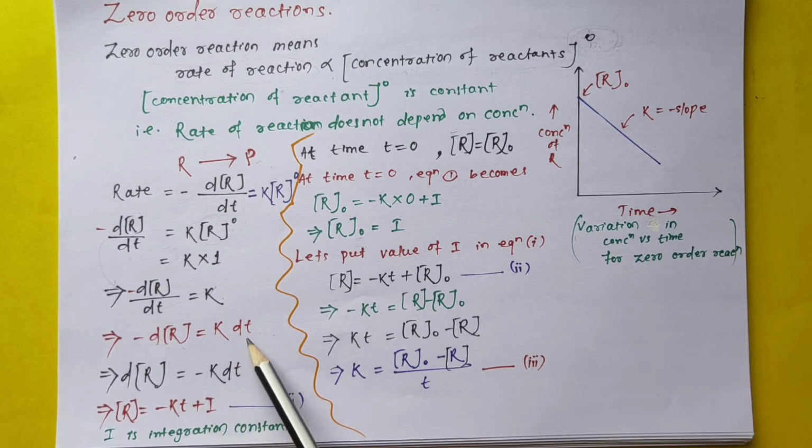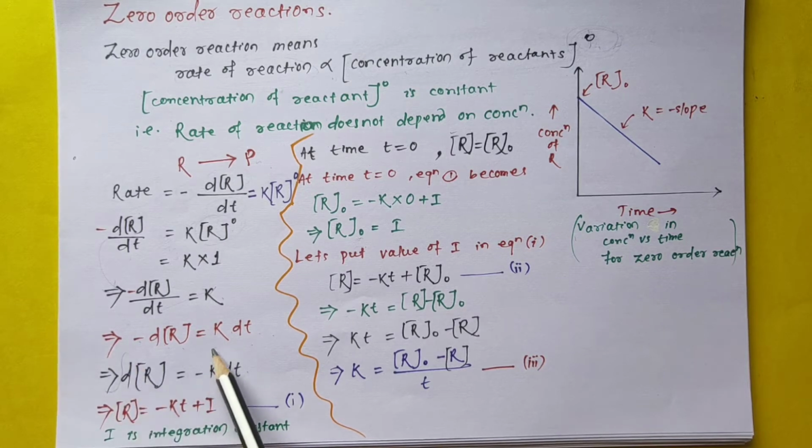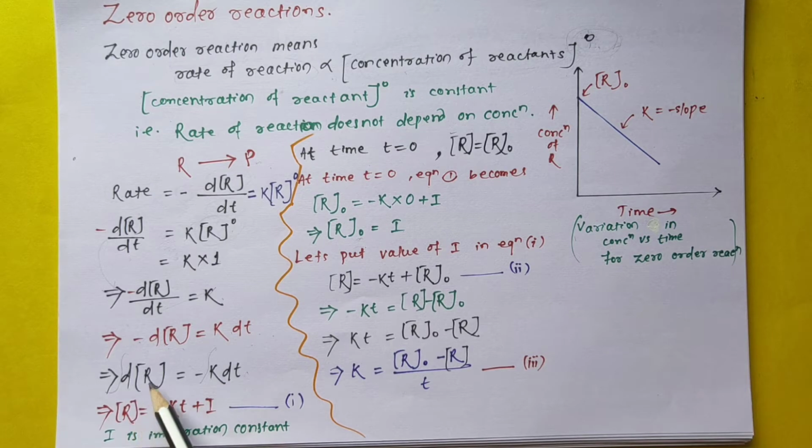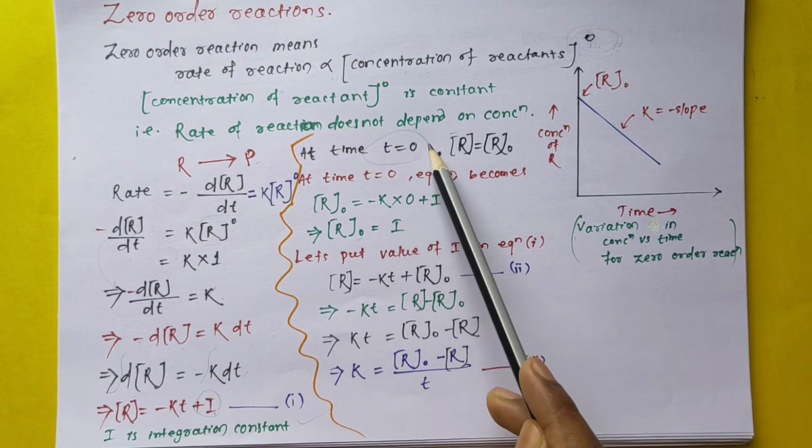Okay. So this side minus is there. We will take the minus to the right side. So it becomes d concentration of R is equal to minus K dt. If we integrate this expression, then what we will get? We will get concentration of R is equal to minus Kt plus I, where I is the integration constant. Clear?